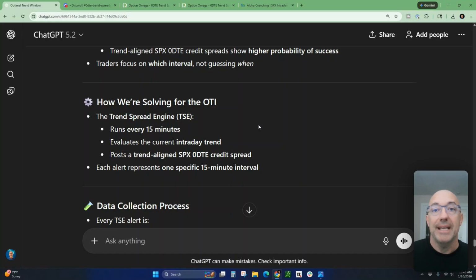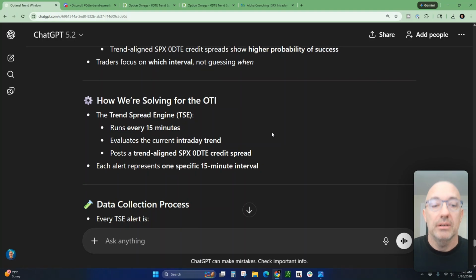So we're not trying to take every trade. What we're trying to do is gather the data to go back and look at which time interval has been performing the best, and then combine that with strike selection and risk management. We're in this data gathering phase, and we're already seeing some pretty interesting results, which I'll show you in just a second.